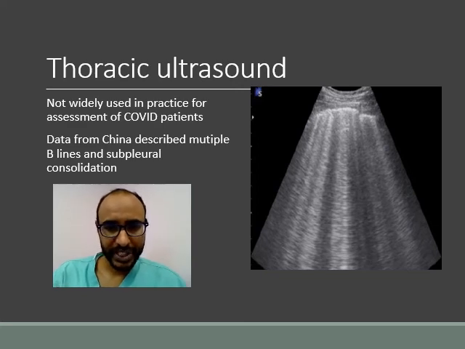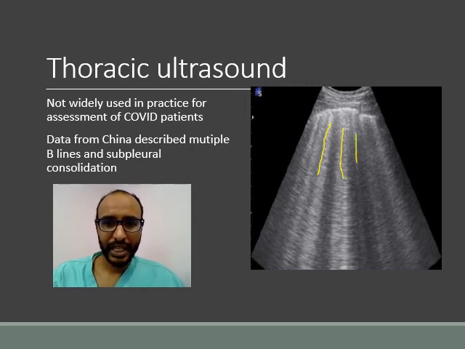Data from China about use of thoracic ultrasound in COVID-19 patient. Common findings were multiple B lines. هما B lines, the vertical lines. You can see it here. This B line, this is a B line. هنا في B line. هنا في B line. هنا the B line as well. So a lot of B lines.